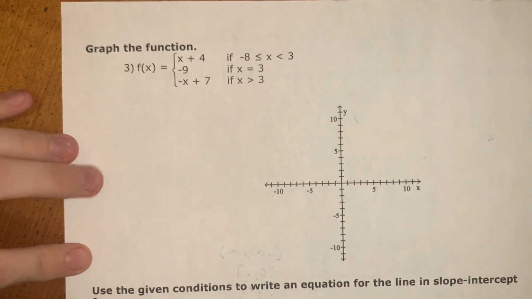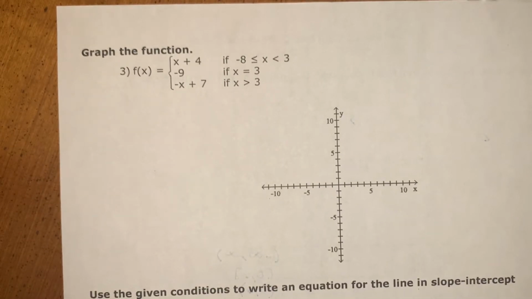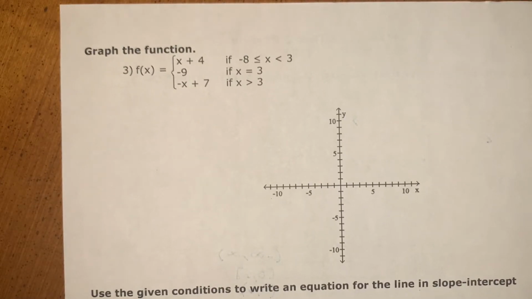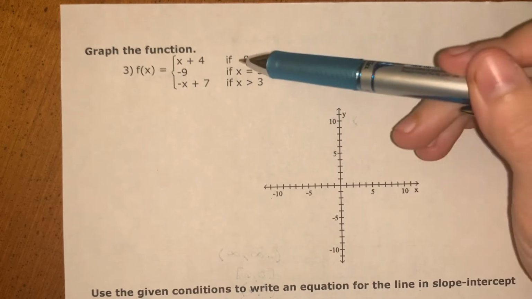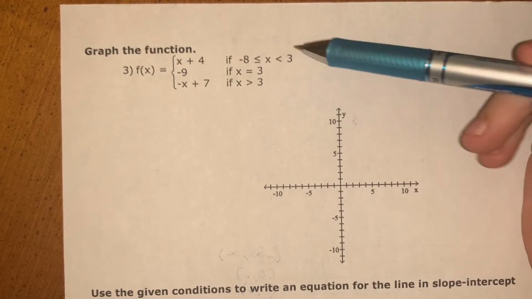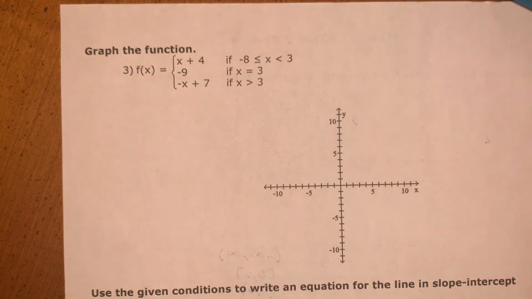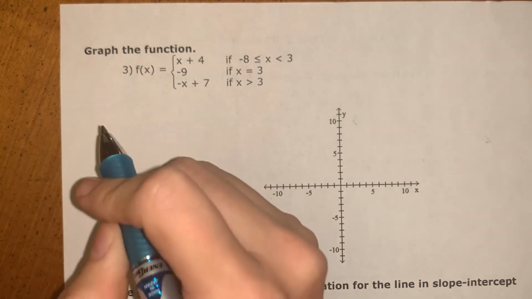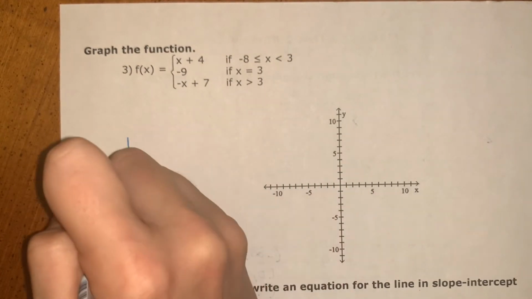Okay, so question 3 is graphing a piecewise function. So remember, a piecewise function is a function that is kind of like a compilation of different equations that are specified over certain domains, and that they together create this piecewise function. So our first objective is to graph x plus 4 in the domain between negative 8 and 3. So let's think about this. So I'm going to create an x and y chart just to help me figure this out.